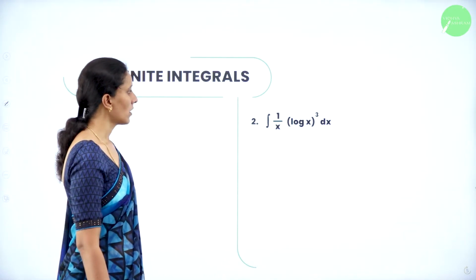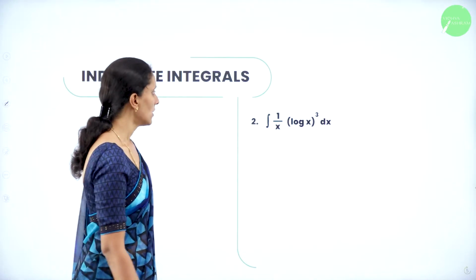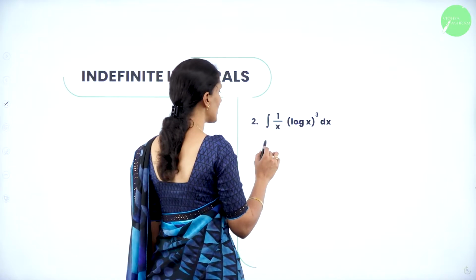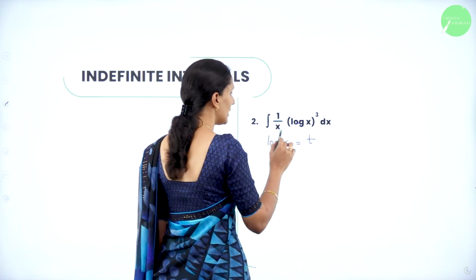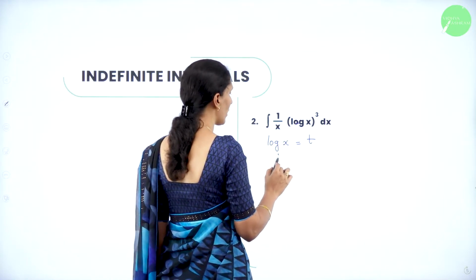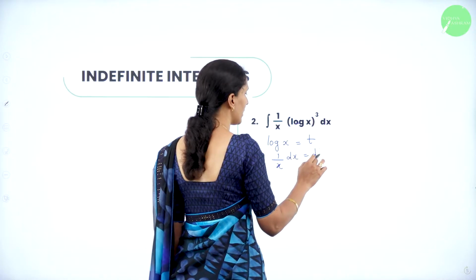Next question, integral of 1 by x (log x) whole cube dx. So let's take log x as t. If you take log x as t, then derive it. What is derivative of log x? 1 by x into dx is equal to dt.